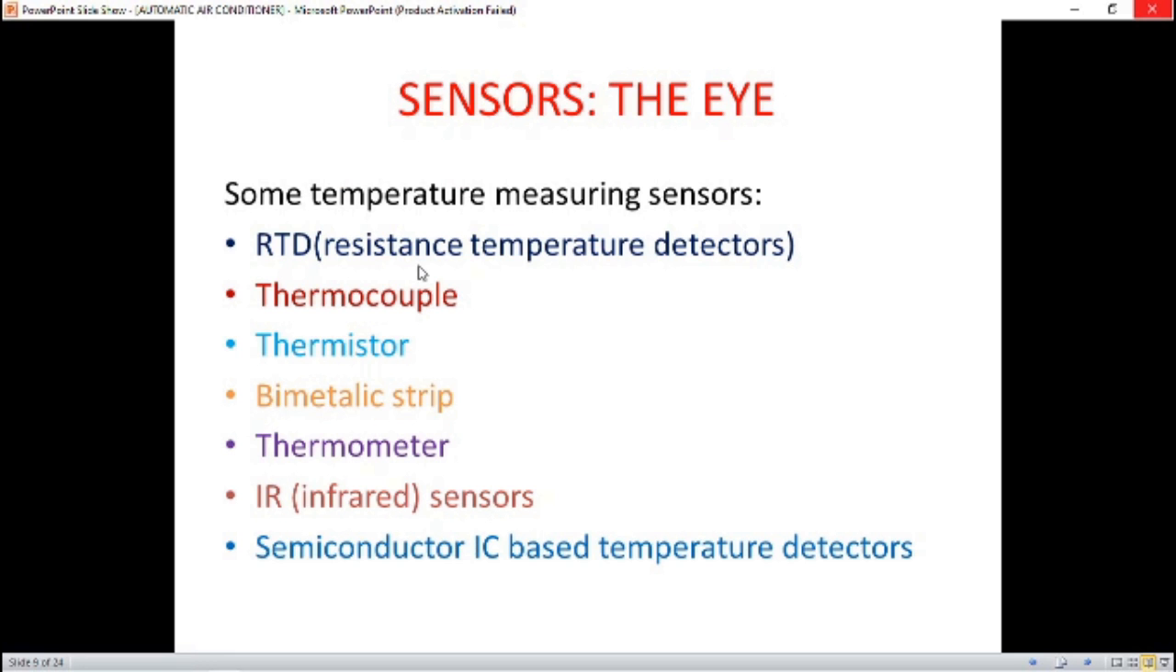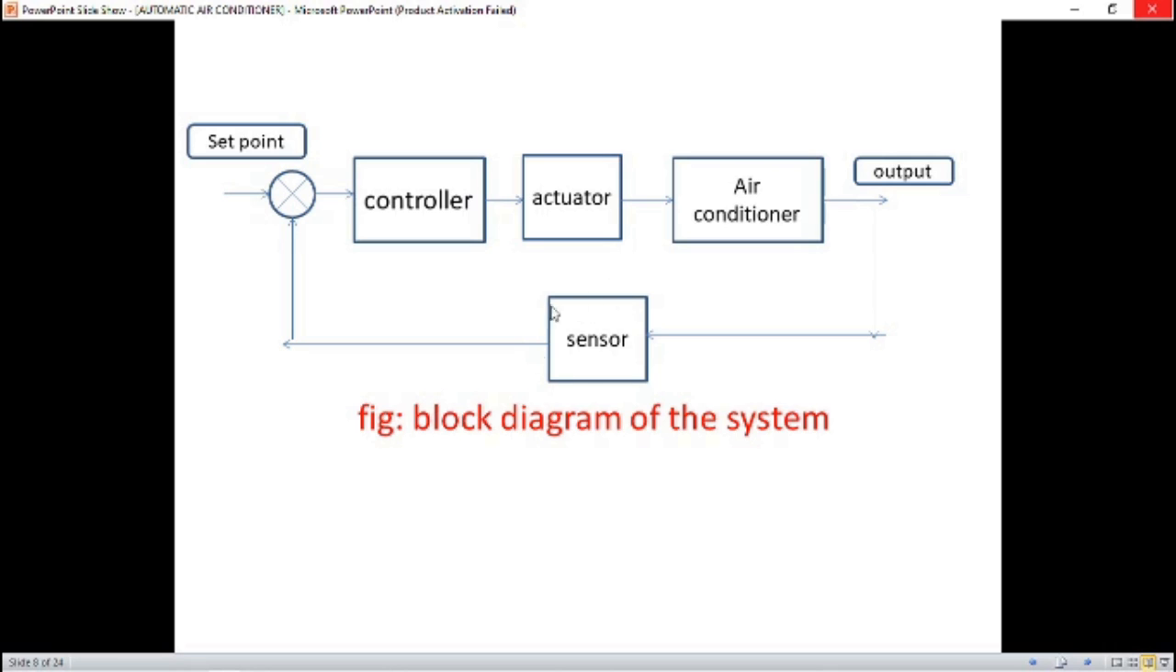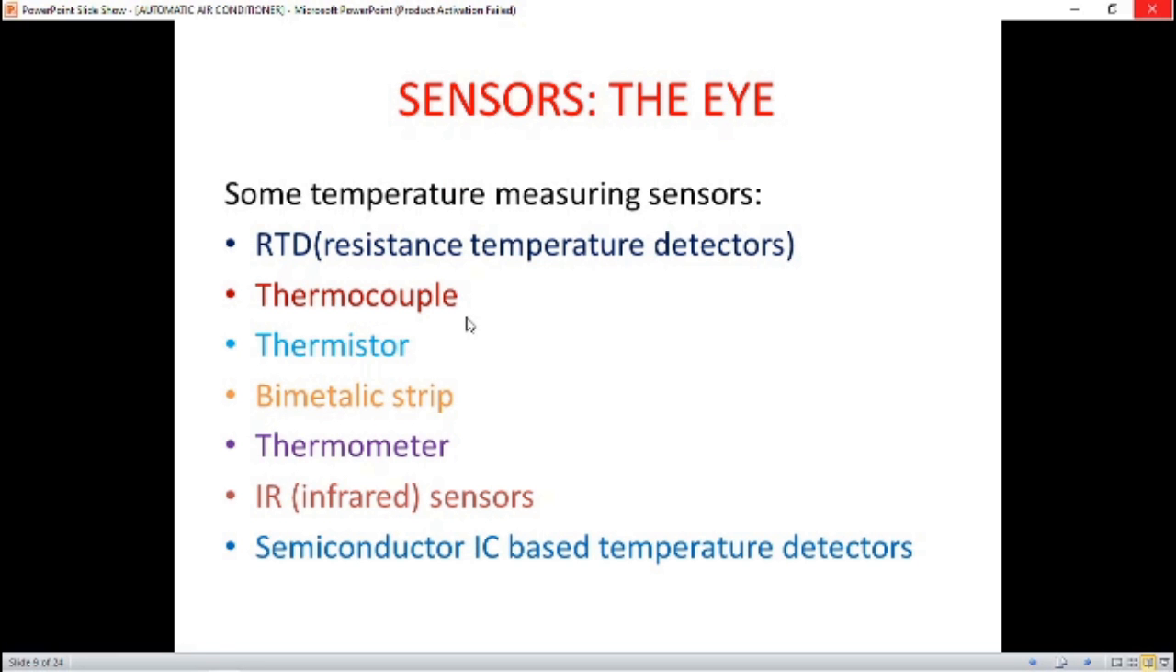Now let's focus on the feedback element, which is the sensor. As we said in the beginning, we are just trying to concentrate only on temperature, so there are these many temperature measuring sensors we can use. You can see from the figure: RTD, thermocouple, thermistor, bimetallic strip thermometer, IR sensor, and semiconductor IC based temperature detectors.